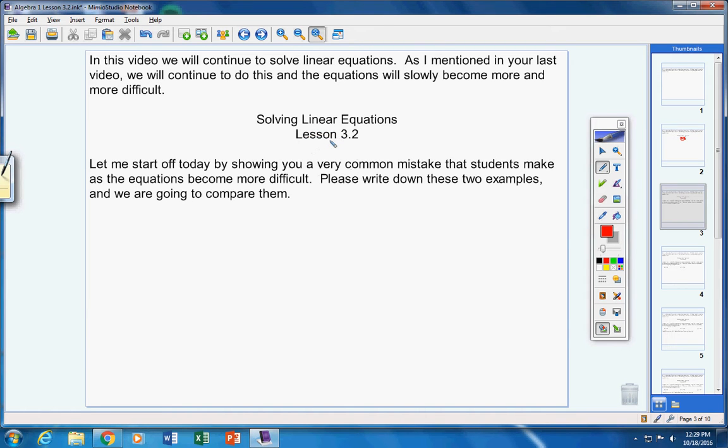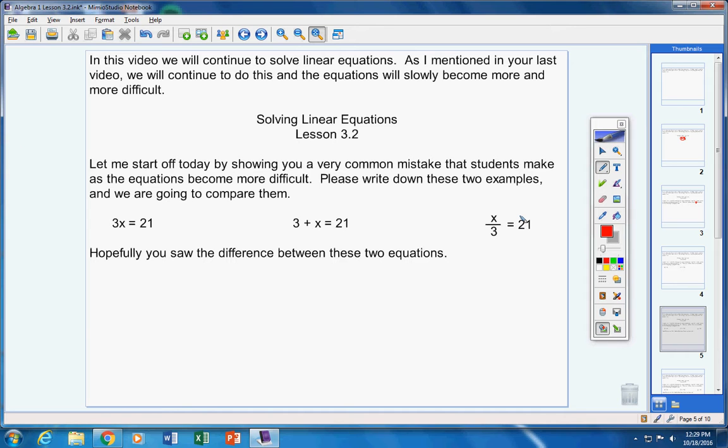Now, let me start off today by showing you a very common mistake that students make as the equations become more difficult. Alright? Now please write down these three examples, okay? And we're going to compare them and talk about them. And I'm going to show you the difference between these three equations, alright? So take a second and copy down these three equations, please. I will give you just a second to do that.